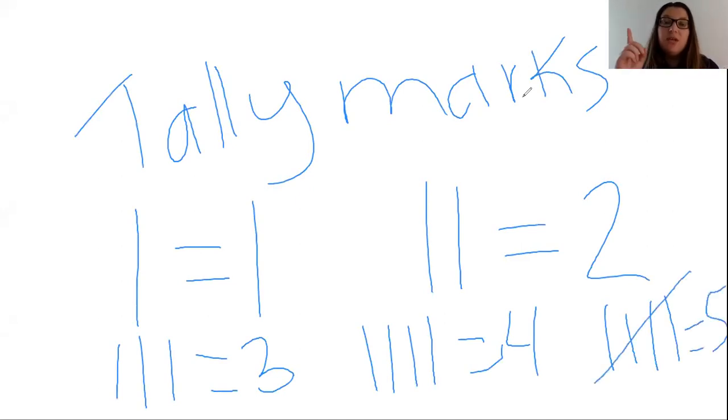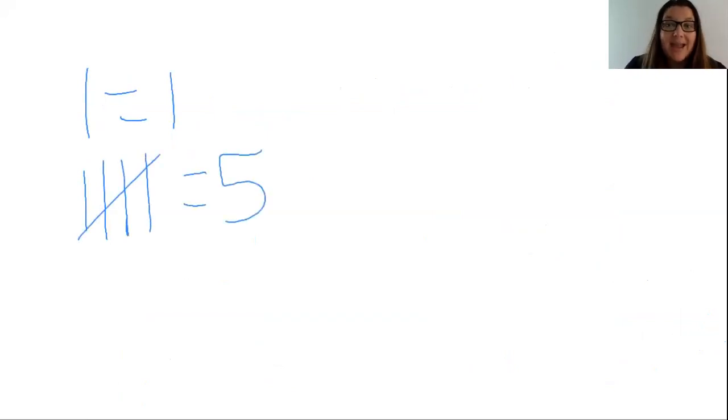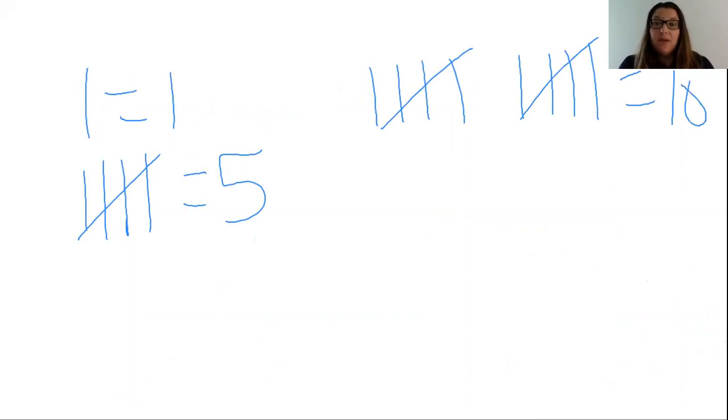5 is tricky because it's 1, 2, 3, 4, 5 equals 5. For each one mark or 1 point or 1 person, you would put a line. Now, when you get to 5, you put a cross. So remember, 1 equals 1, but 1, 2, 3, 4, 5 equals 5. If I had 10, it would look like this: 1, 2, 3, 4, 5, 6, 7, 8, 9, 10. That equals 10. Basically, you're just putting them in groups of 5.